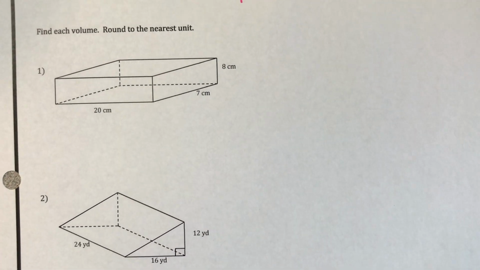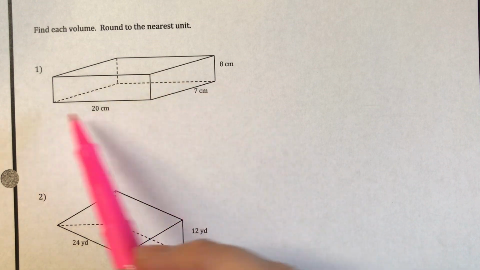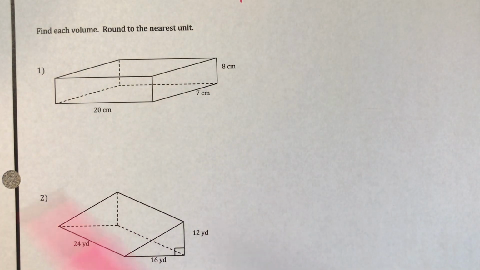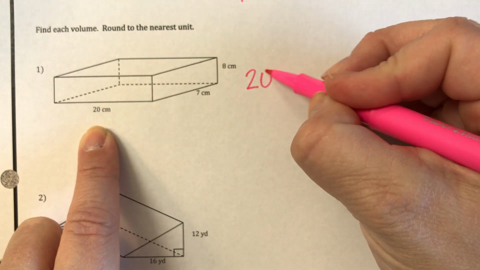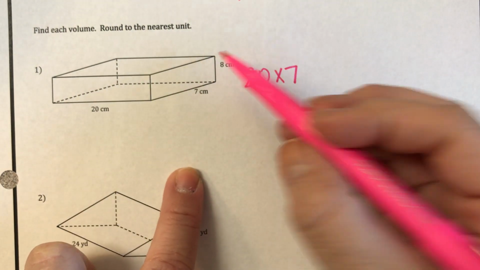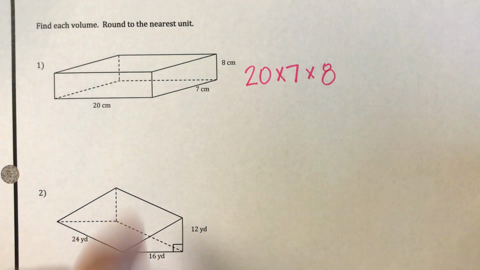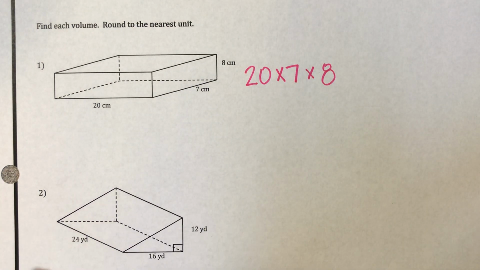So let's talk about rectangular prisms. If we have a rectangular prism, to find the area of the base, I'm going to do 20 times 7, then times how tall the figure is, times 8. Okay, so let's talk about something that freaks people out. Well, what order do you do it in?